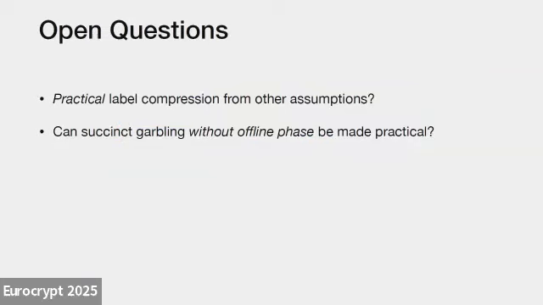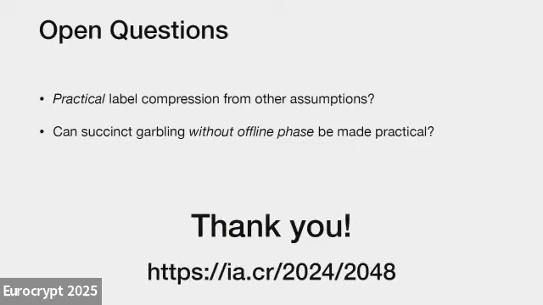Now I want to end with two open questions. First of all, we've now seen some kind of practical label compression from ring LWE. We do know that we can also get label compression from a bunch of other assumptions, but we don't really have any practical schemes there yet. And the second question, well, that's a really large open question. Can we get succinct garbling that is actually practical? In this work, we've seen some kind of succinct garbling that could perhaps be practical, but we relaxed the notion a little bit by allowing this offline phase where we send the garbling of the universal circuit. All right, thank you.